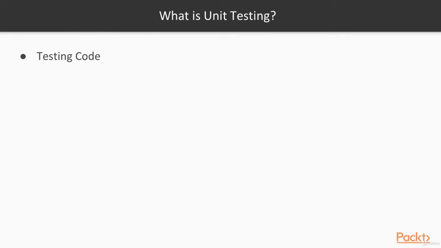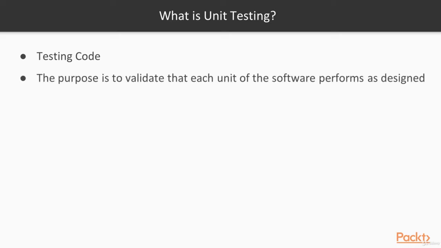Simply, unit testing is testing that the code works. Unit testing is a level of software testing where individual units or components of software are tested. The purpose is to validate that each unit of the software performs as designed. A unit is the smallest testable part of any software. It usually has one or a few inputs and usually a single output.